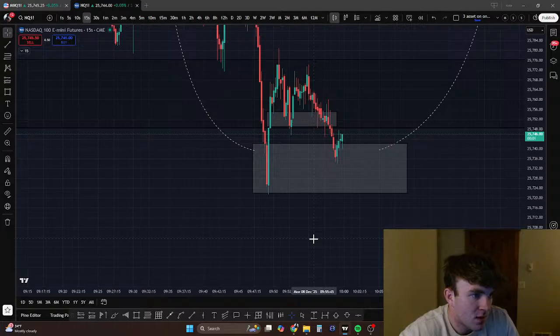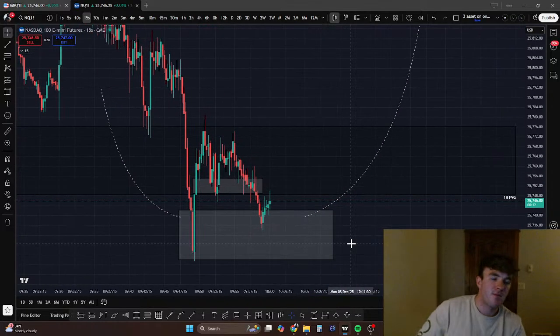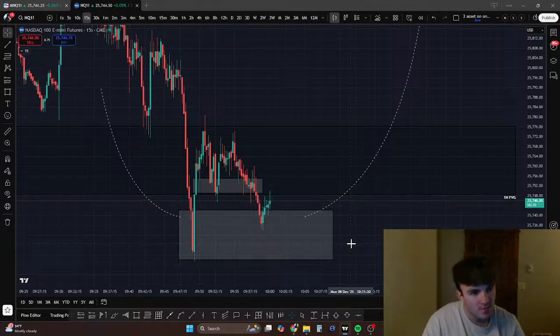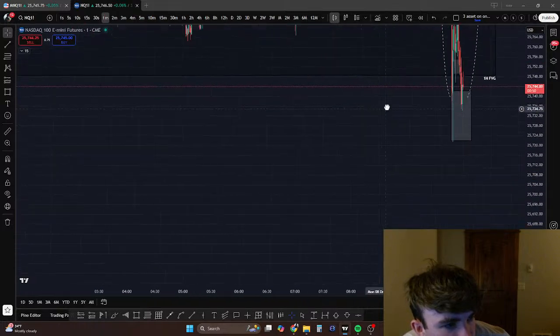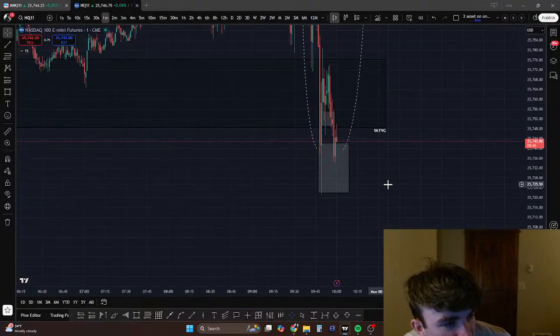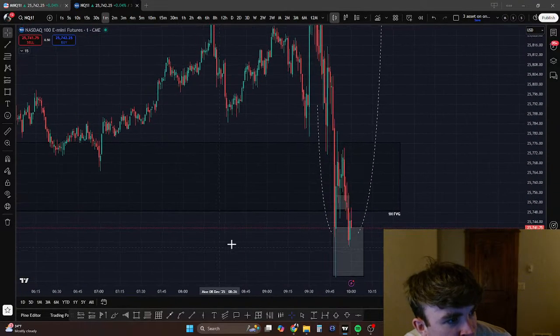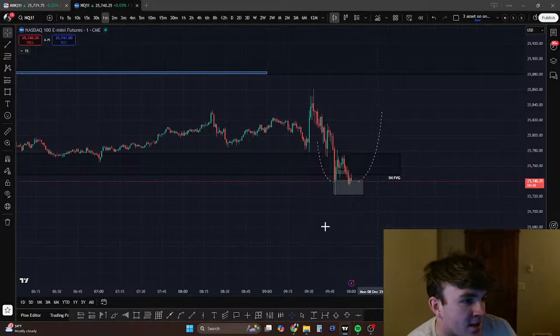So, 1 minute rejection block. So this Phoenix could play out because the reason I like this is it's nice sized. It swept out all the lows. It makes a lot of sense with an AMD. It's at 10 a.m.